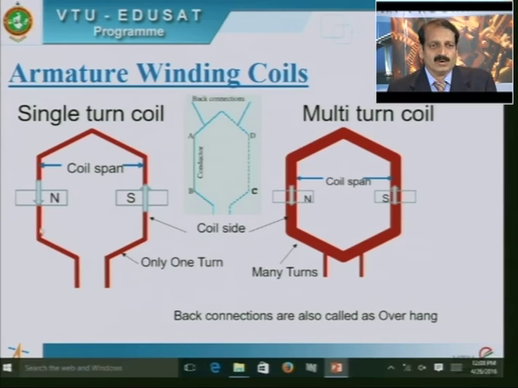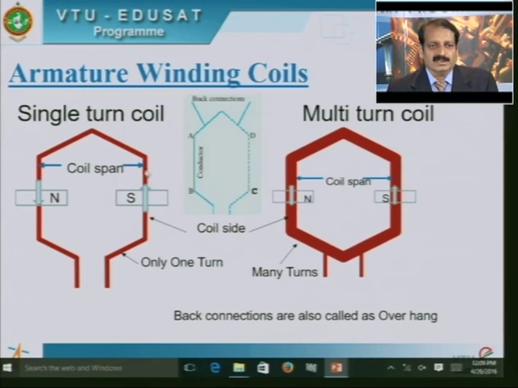So for a single-turn coil there are two coil sides, and each coil side will have only one conductor because it is a single turn. In the case of multi-turn coils, we will have many turns. This is the starting end of the first turn, and it is wound like this, completing one turn, and several such turns constitute a multi-turn coil, and finally the wire leading out is shown here. So this is a multi-turn coil and this is a single-turn coil.